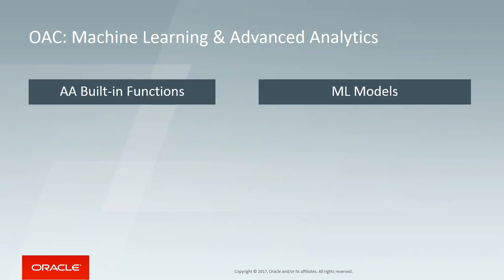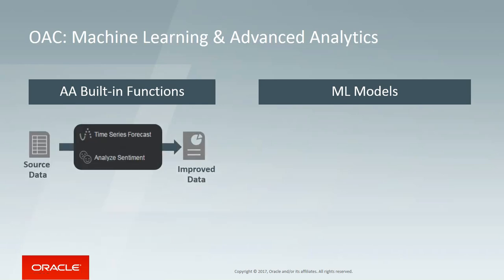They are provided in two flavors. One, the advanced analytics built-in functions. These are advanced analytics scripts that are applied directly on your data, generating new relevant information. Functions like sentiment analysis analyze text to extract the overall sentiment, so you can easily check if a comment was positive, neutral, or negative.